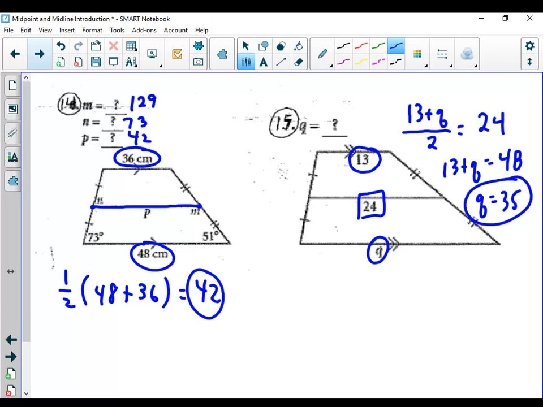So the idea of mid-segments hopefully isn't too bad. It's just the fact that it's parallel and it's half as long. It's just a matter of half as long of what. In a triangle, it's half of one base. In a trapezoid, it's half of the two bases added together.